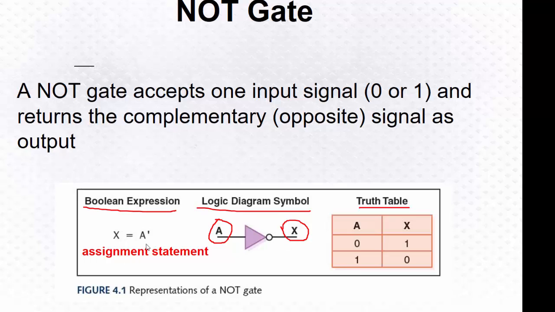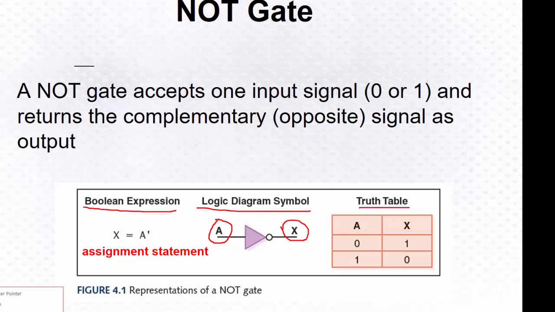So we have the assignment statement, X is assigned the value of not A. If A is true, X is false. Or if you want to use 1's and 0's, if A is 0, X is 1. If A is 1, X is 0.